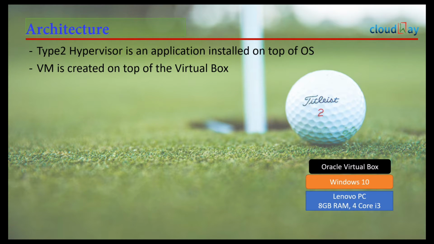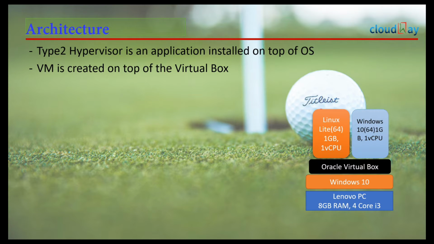Then the virtual machines are created on top of VirtualBox. I'll be using Linux Lite. 1 GB of RAM and 1 virtual CPU will be consumed from the host machine. If your host machine is big enough to accommodate more virtual machines, you can create more as you wish. In this episode, we will be creating only one virtual machine.